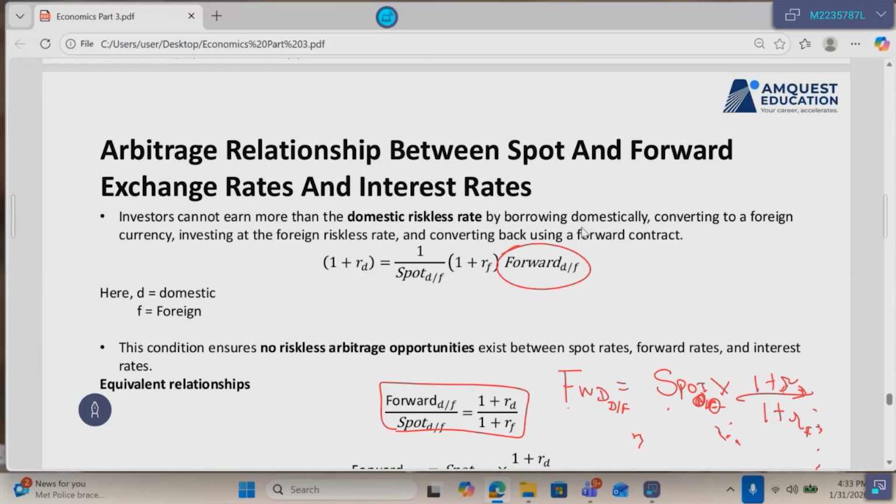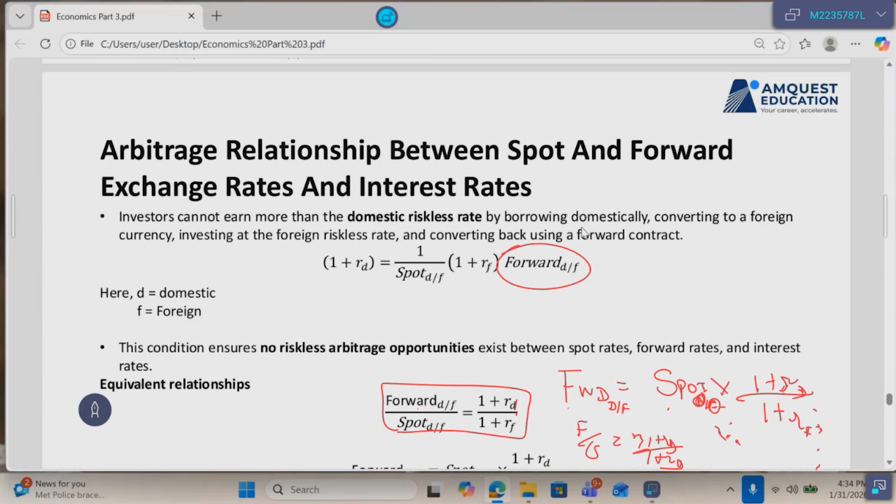Here people did it the opposite way. They said correct. Forward rate equal to, if you take this side, spot into 1 plus R, which also means that forward upon spot is equal to 1 plus R upon 1 plus R, the ratio of the rates of the two different countries. Clear? Very important learning. So don't forget this.